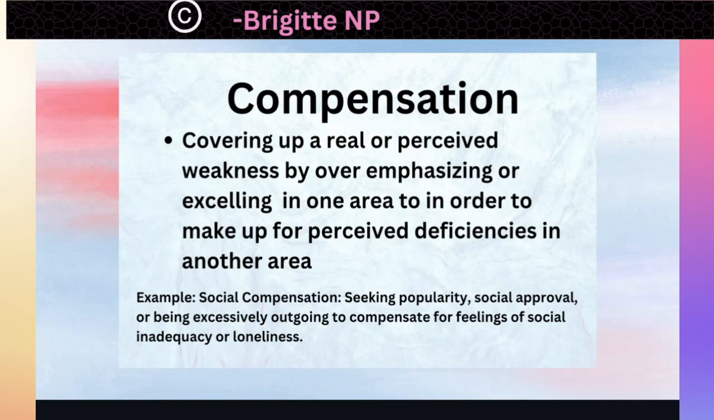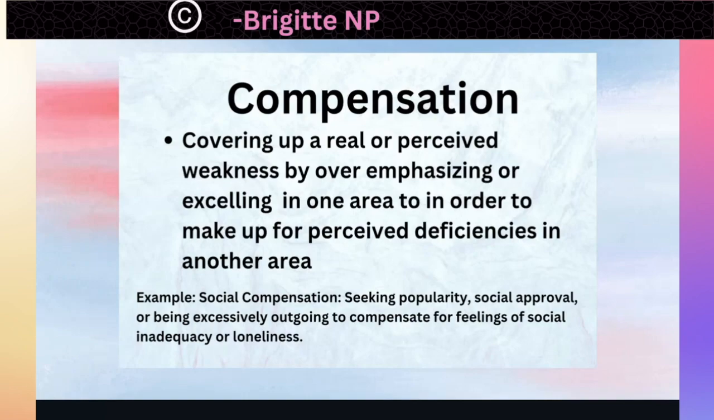The first one is compensation: covering up a real or perceived weakness by overemphasizing or excelling in one area in order to make up for perceived deficiencies in another area. An example of compensation would be social compensation: seeking popularity, social approval, or being excessively outgoing to compensate for feelings of social inadequacy or loneliness.